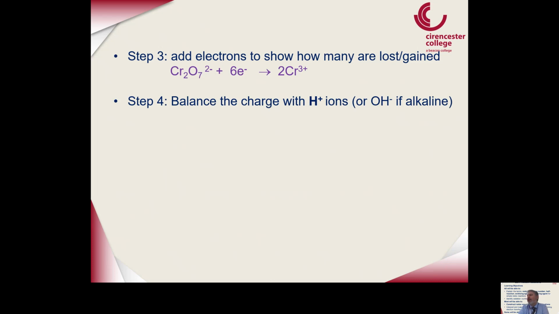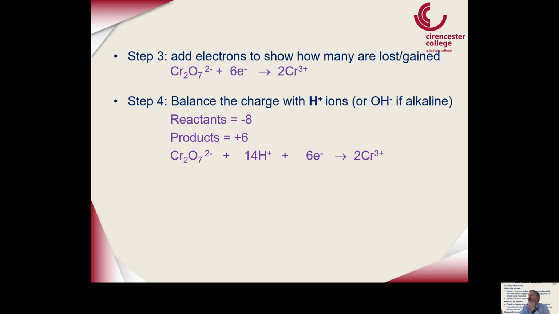Okay, now balance the charge with the hydrogen ions, H+ ions. So we've got -2, -6, -8 in total on the left-hand side, and we've got +3 on the right-hand side. So therefore, the reactants are -8, the products are +6. The difference between that is 14. Okay, so 14 is our H+. So we've got Cr2O7 2 minus plus 14H plus 6 electrons makes the chromium 3+.